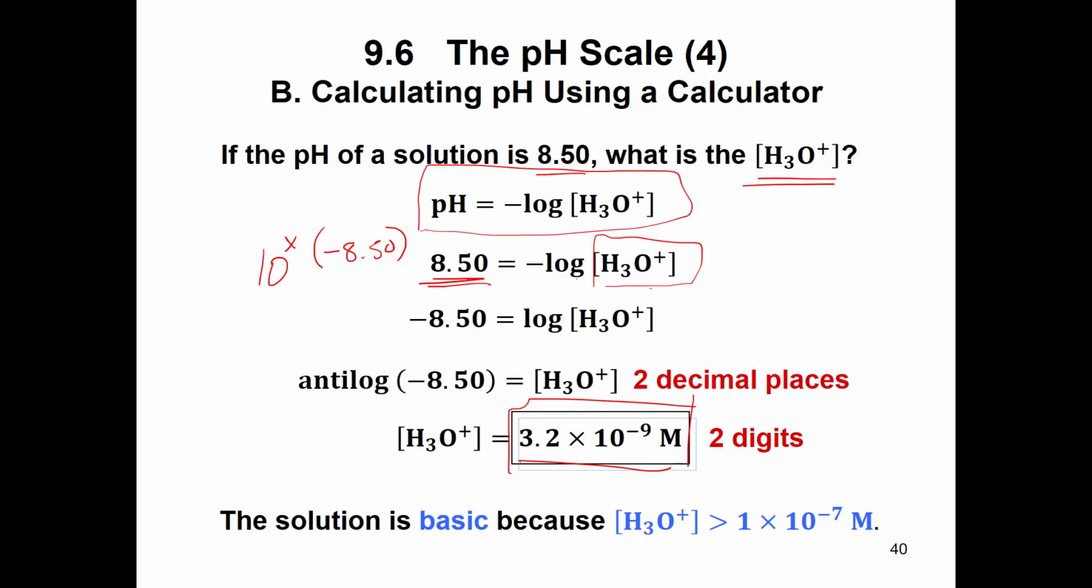Yeah, so your 10 to the X button, and then that'll open a parentheses, and then make sure you put the negative in there. If you get a big huge number, you didn't put the minus in there. So you've got to put that minus in front of whatever the pH is. So 10 to the X in parentheses minus 8.5. Basically, you're saying 10 to the minus 8.50, and the calculator is going to give you 3.2 times 10 to the minus 9 molar, which is going to give you a basic solution.